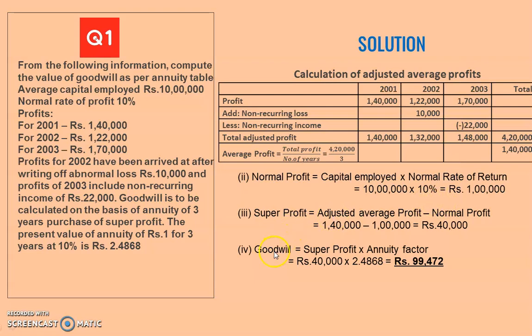The formula for finding goodwill is super profit, that is 40,000, into annuity factor. The 3 years purchase of goodwill is to be found for 3 years at the rate of 10%, and the annuity value is given, that is 2.4868. As the annuity factor is given, straight away we can multiply this annuity factor with the super profit to find goodwill. The goodwill will become 99,472. Move on to the next question.